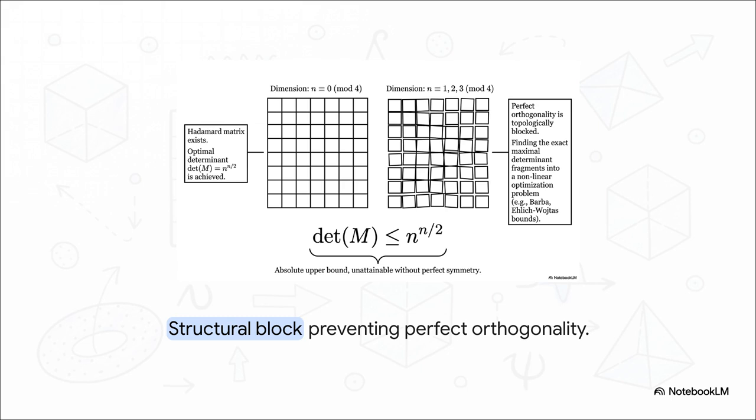All right, let's jump right into the thick of it. The classic Hadamard determinant problem asks a deceptively simple question. What is the maximum possible determinant of an n by n matrix where every single entry is strictly a +1 or a -1? Now, when your dimension n is perfectly divisible by 4, everything is great. A perfect Hadamard matrix exists, hitting the absolute upper bound of n to the power of n over 2. But for dimensions not divisible by 4, a perfect orthogonal grid is topologically blocked. The mathematical structure literally fractures.